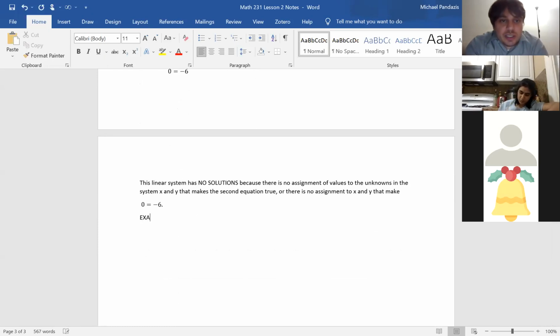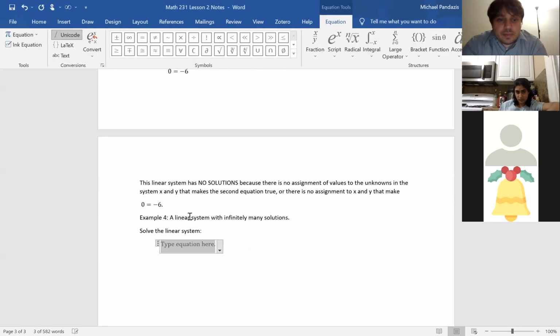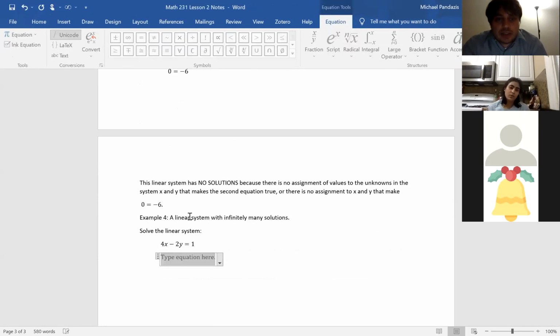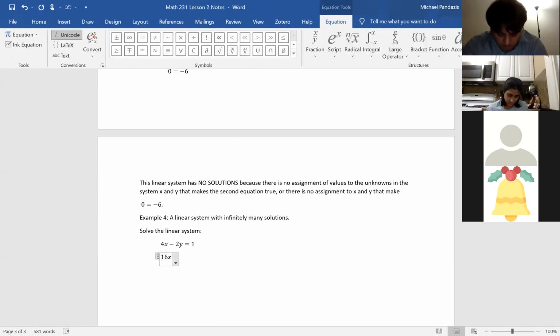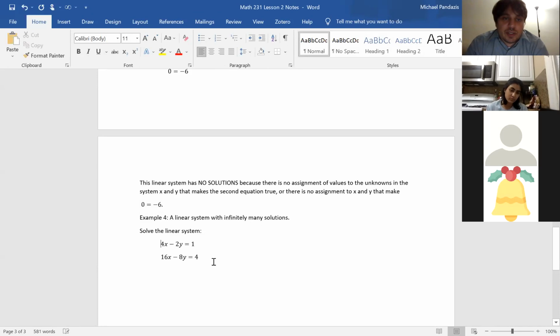Example 4. A linear system with infinitely many solutions. Solve the linear system 4x minus 2y is equal to 1, and 16x minus 8y is equal to 4. So you have this linear system. The goal is to find all the solutions to this linear system, to solve the linear system.